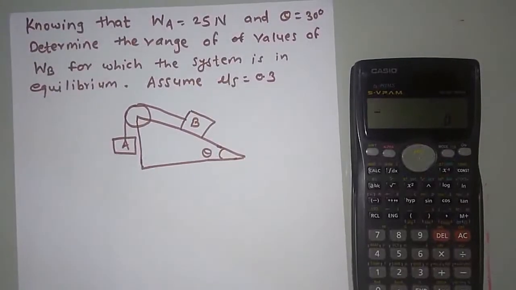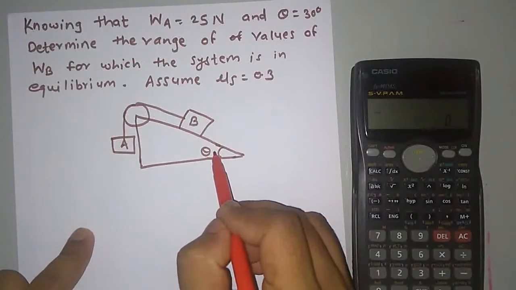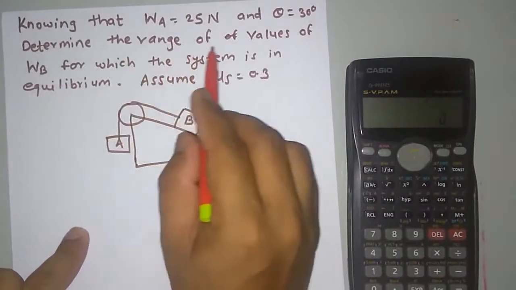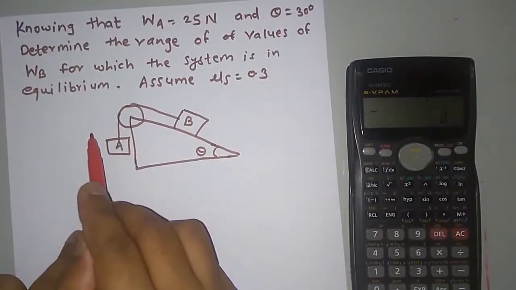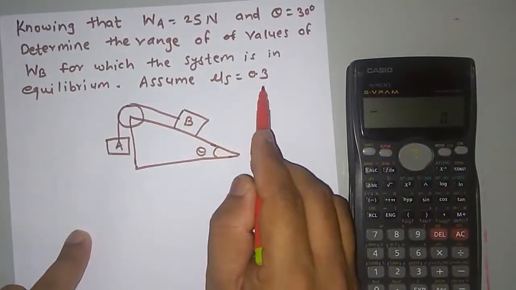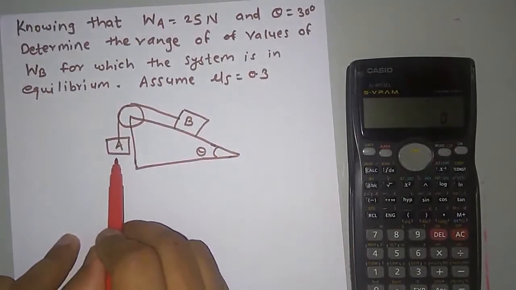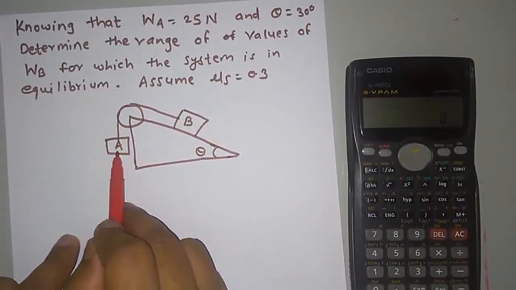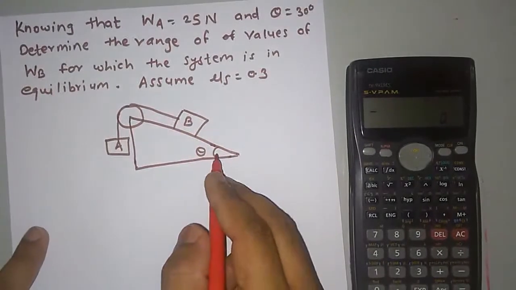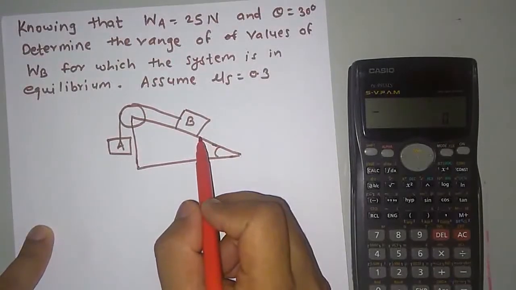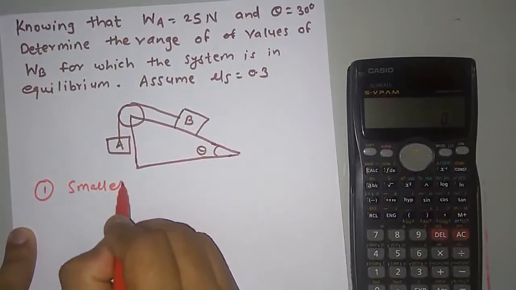Next problem is: knowing that WA is 25 Newton and theta is 30 degrees, determine the range of values of WB for which the system is in equilibrium. Assume mu s is equal to 0.3. The value of theta and the weight of block A are given. We need to find the range of the weight of block B. Range means there will be a minimum value and a maximum value, so first we will get the smaller value.